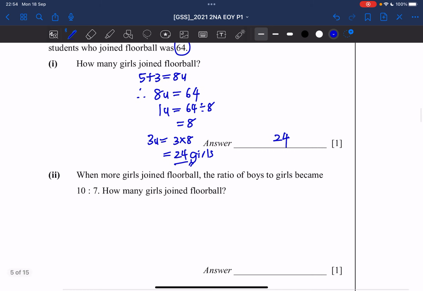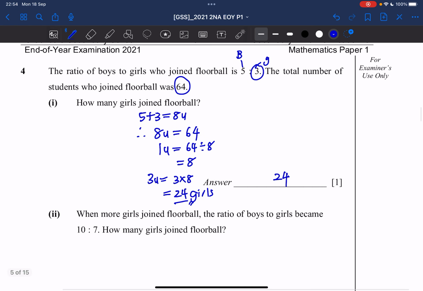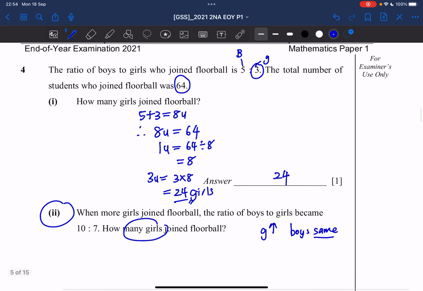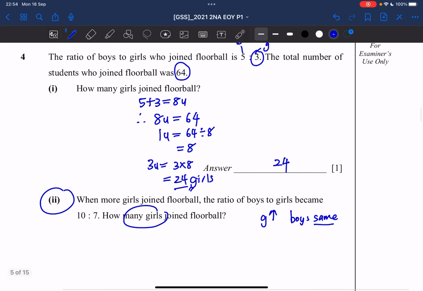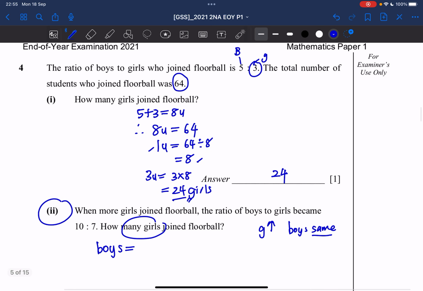So how many girls join floorball? Okay, so what happens in part 2 is the number of girls increases, but the number of boys remains the same. So we need to find how many girls join the floorball. From part A, we know that 1 unit equals 8. So the number of boys is equal to 5 units, so it's 5 times 8. So the number of boys is actually 40.